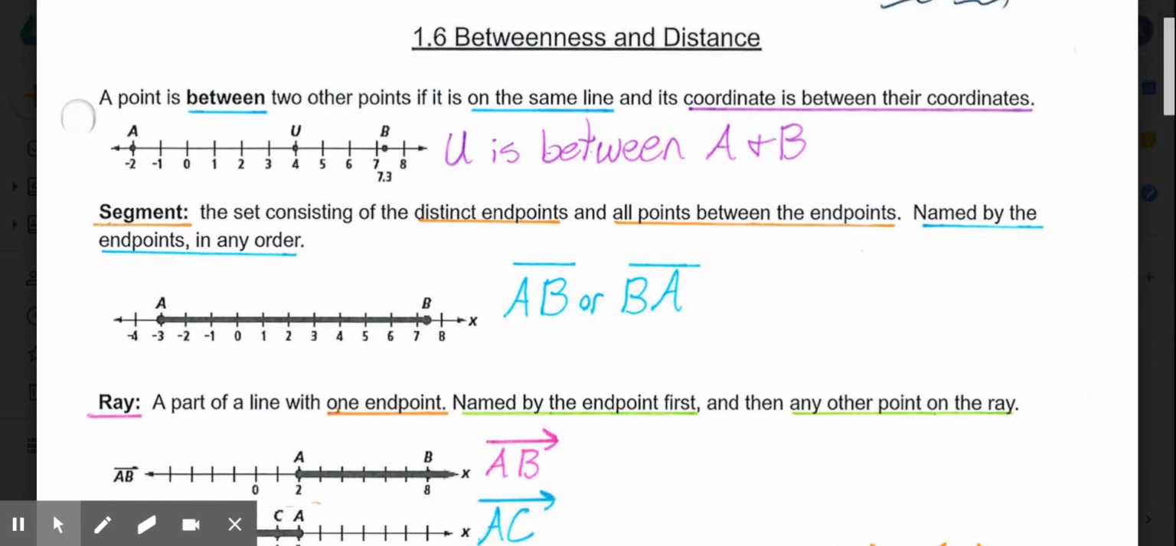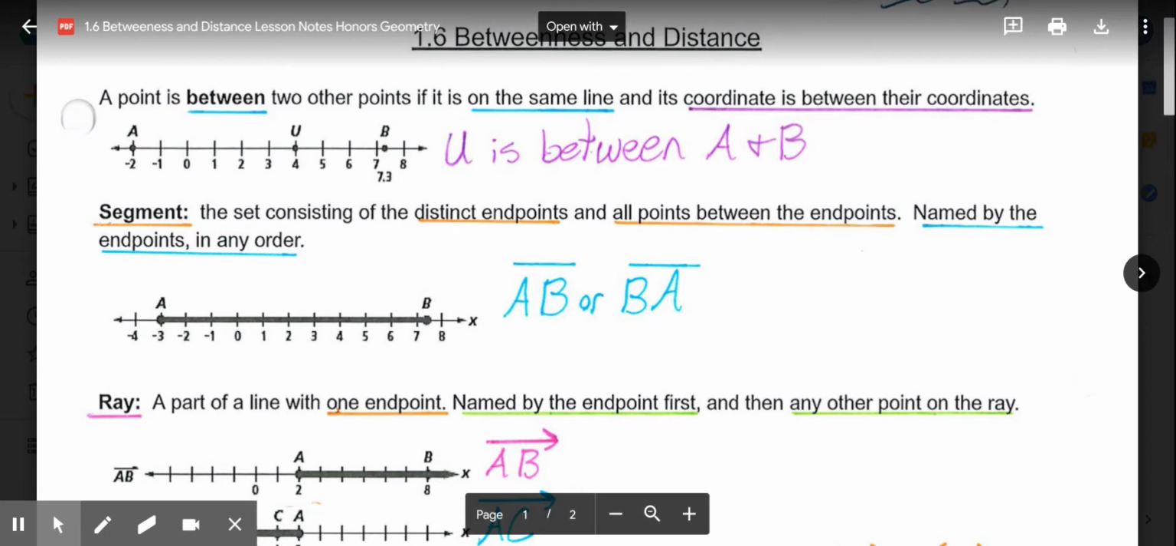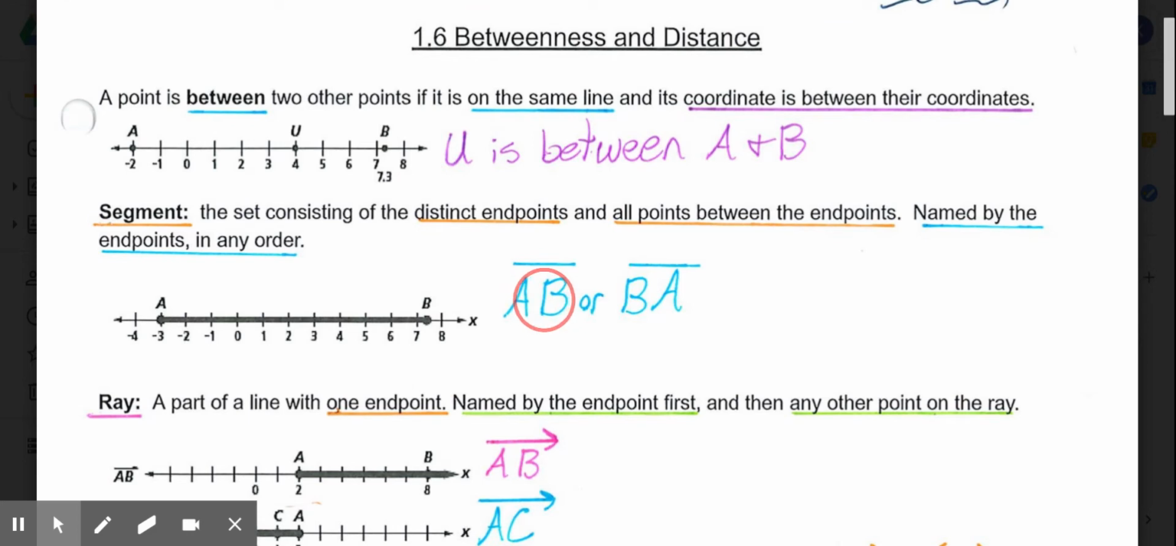Then a definition of a segment. Looking at the idea of betweenness and distance, segments have endpoints, so they can be measured. So they tie into this lesson quite a bit. A segment is a set consisting of distinct endpoints and all the points in between. And we name it by the endpoints in any order. So if we look at this example here, this would be segment AB. So we could write it as segment AB or segment BA. It's the same exact thing. We name it by the endpoints in any order.